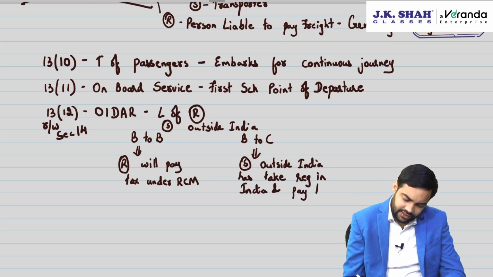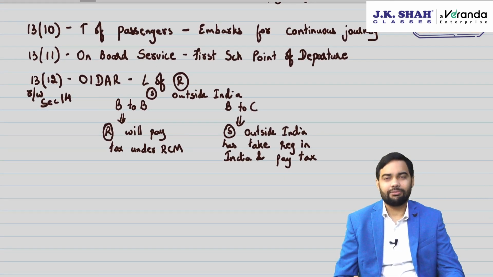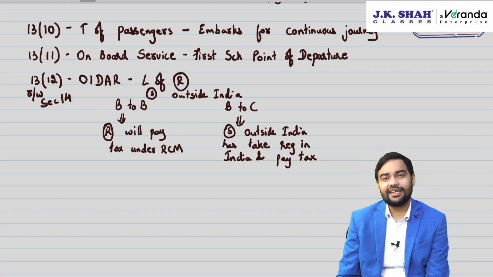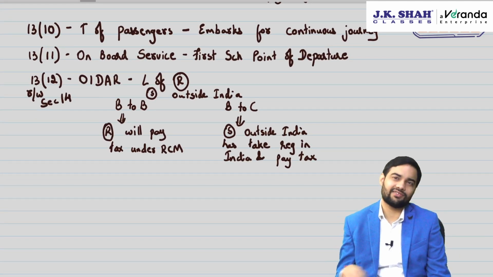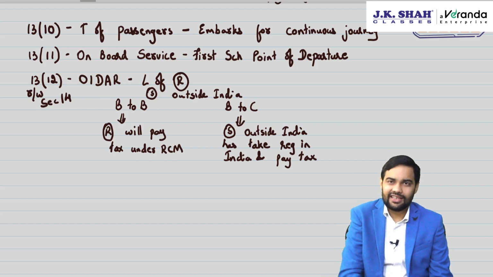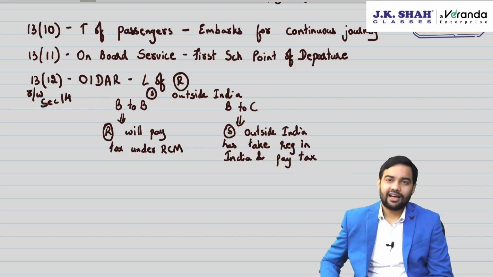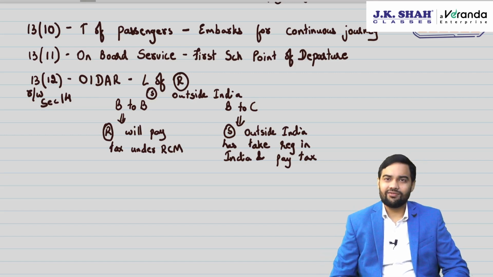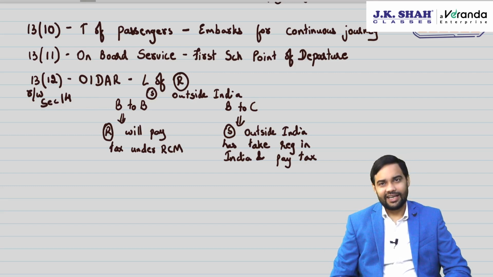Now sir, how will the supplier outside India get to know that the recipient is an Indian recipient? There are 6 factors. Out of those 6 factors, if 2 are in India, then it is deemed that the recipient is in India. Credit card, debit card, mobile number, fixed line, billing address, IP address. Out of these, if 2 factors are in India, then it is deemed that the recipient is in India. And that's how the supplier has to pay tax.